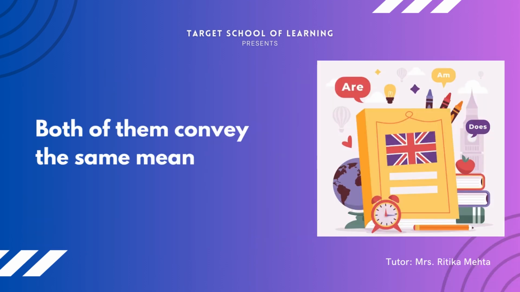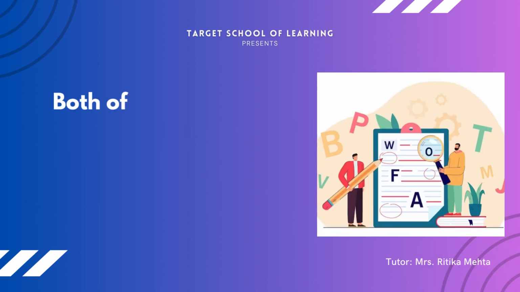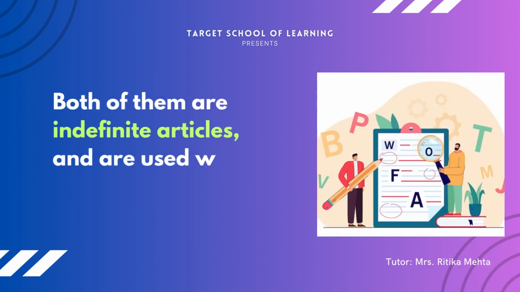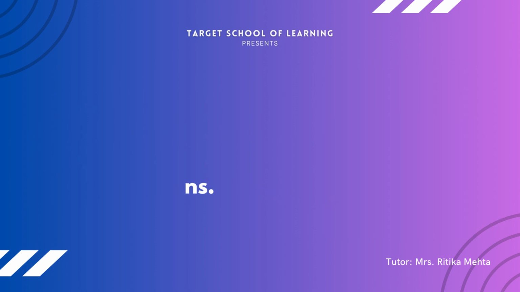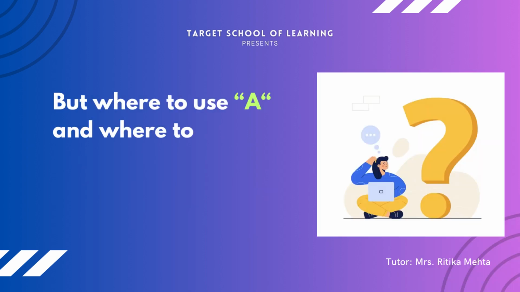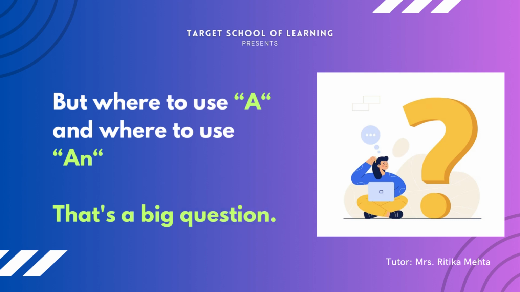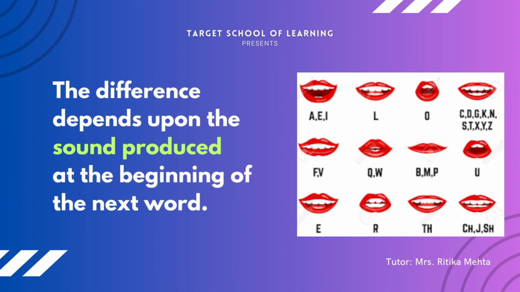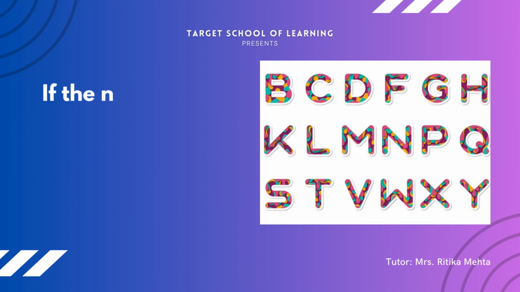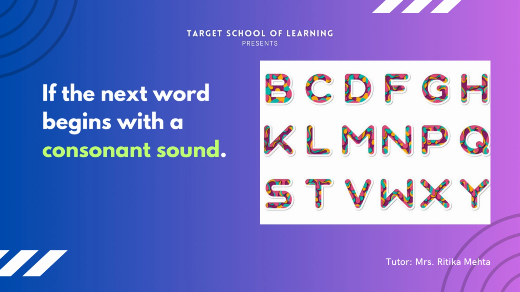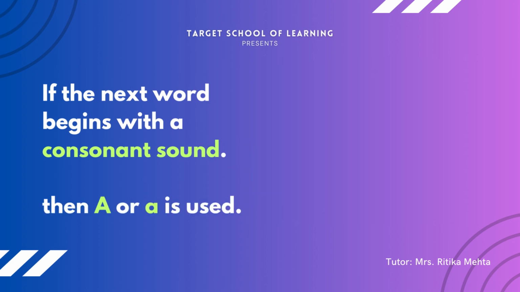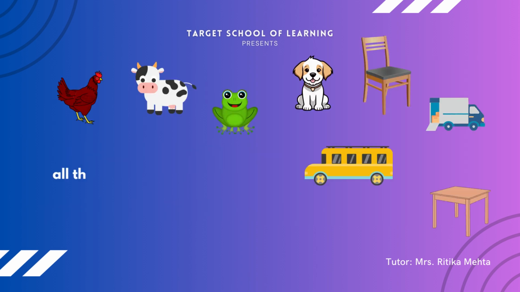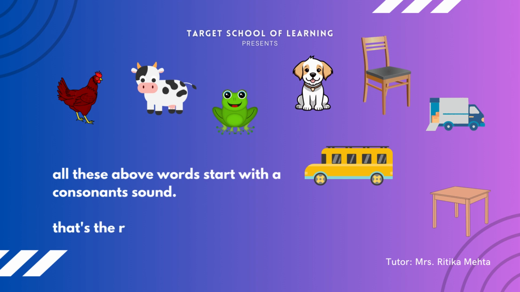Both of them convey the same meaning. Both of them are indefinite articles and are used with singular nouns. But where to use a and where to use an? That's a big question. The difference depends upon the sound produced at the beginning of the next word. If the next word begins with a consonant sound, then a is used. Look at these illustrations. All these above words start with a consonant sound. That's the reason article a has been used.